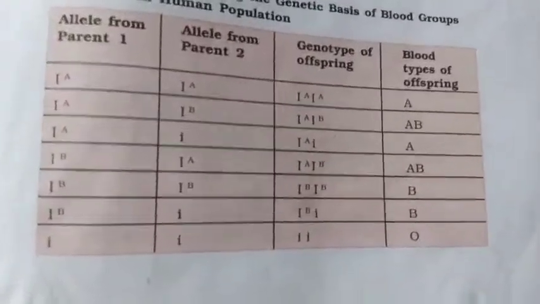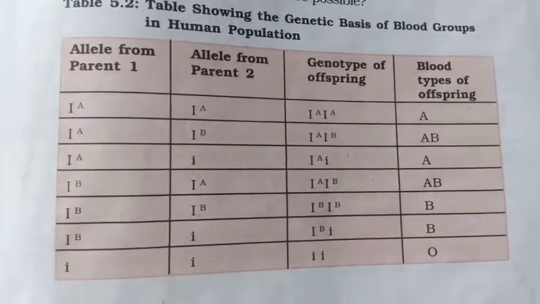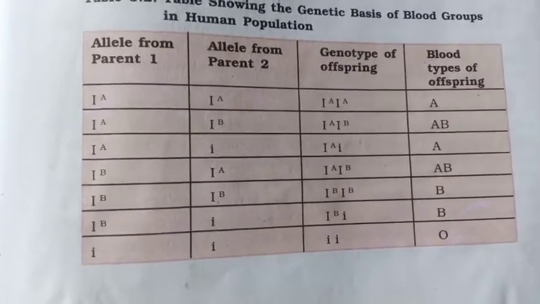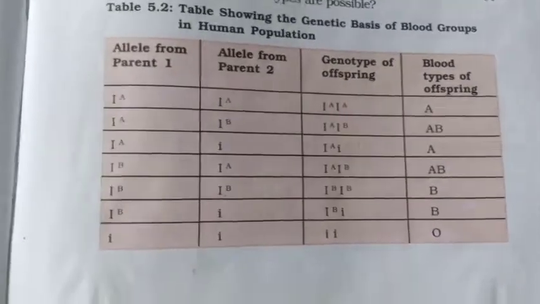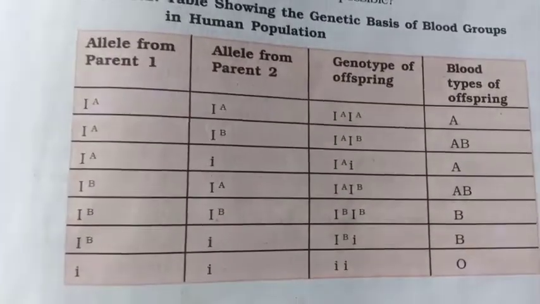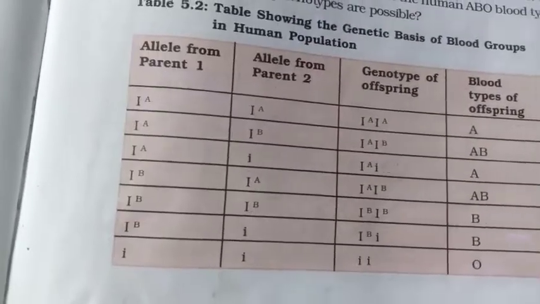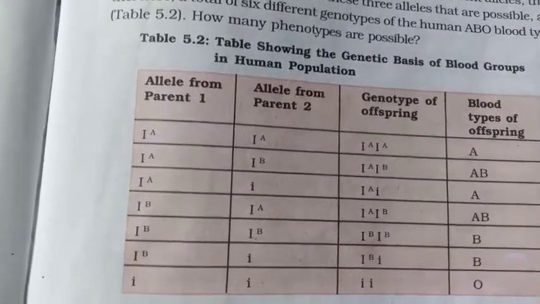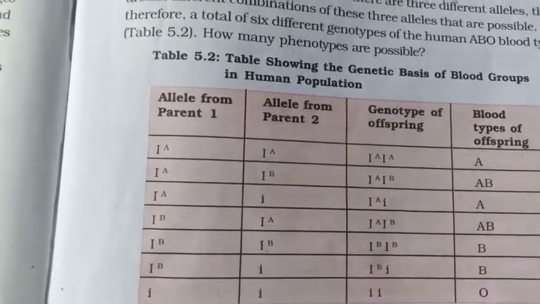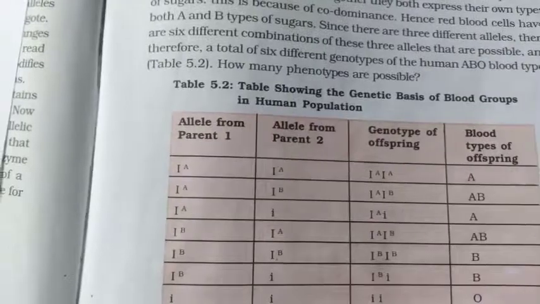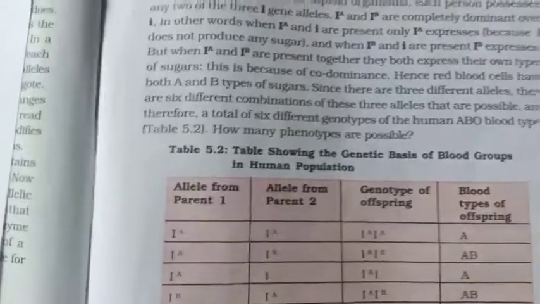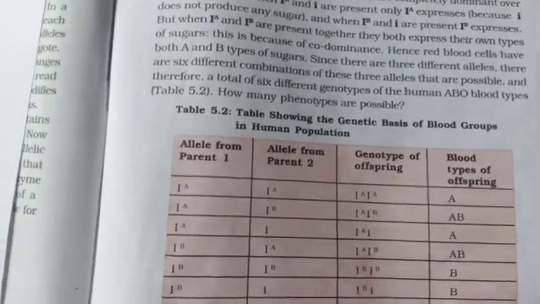Here at the top you can see the allele from parent 1 and the allele from parent 2, and these are the genotypes of the offspring, and these are the blood types of the offspring. These are tabulated in this. In total there are 4 different types of blood groups: A, AB, B and O. In general, these are the types of offspring that are possible by the combinations of the different genes.